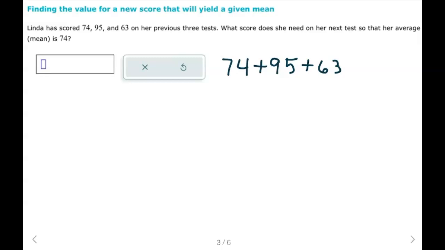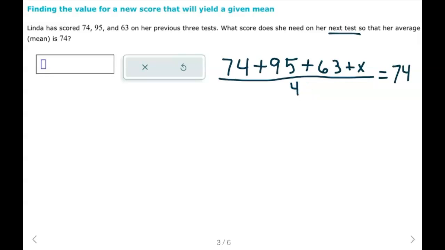Well, we're trying to figure out what she needs to get on the next test. I'll use X to represent that. And the average of all of them, if you add them all up and divide by the number of tests, in this case 4, we're shooting for an average of 74. So mean, arithmetic average: add them all up, divide by the number of numbers, in this case 4 tests, so we'll divide by 4.